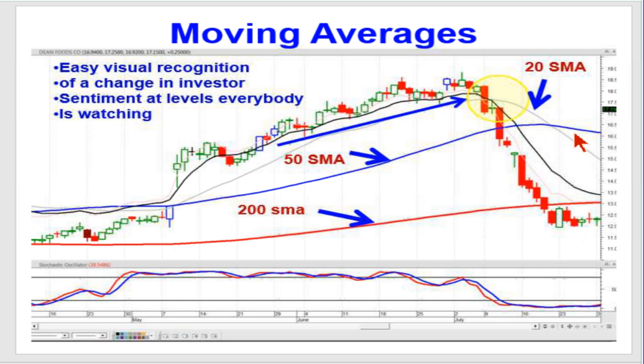Sometimes we have the 20, but I've exchanged the 20 for the 34. I didn't really have to exchange it; I could keep the 20 on there and keep the 34.